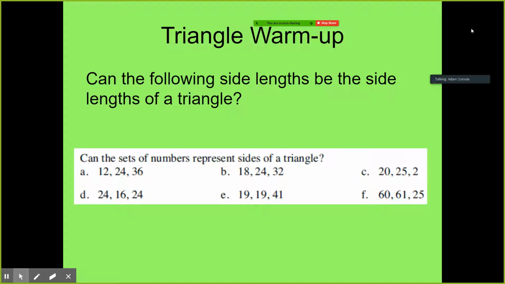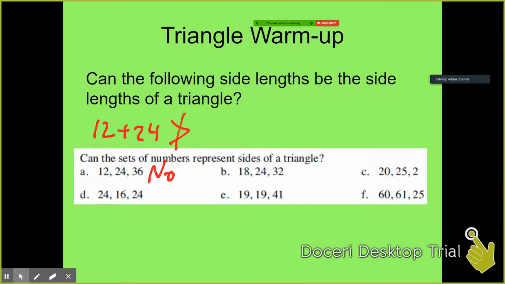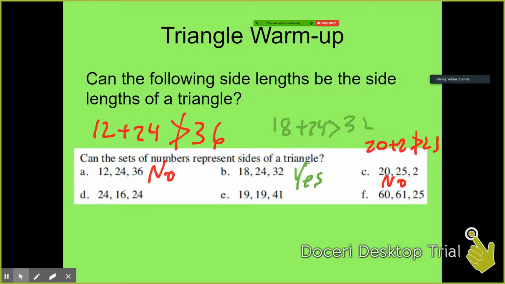All right, so for A, no, you can't make a triangle with those because 12 plus 24 is not greater than 36. B would be yes, because if you add the two smaller sides, they do add up to be more than 32. C would be no, because 20 plus 2 is not greater than 25.